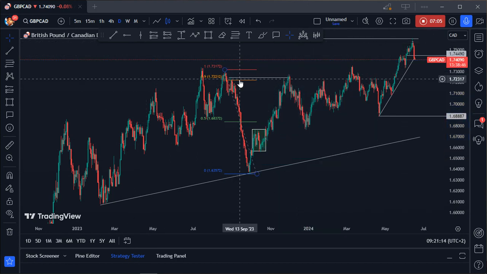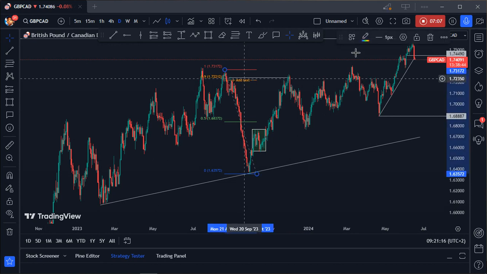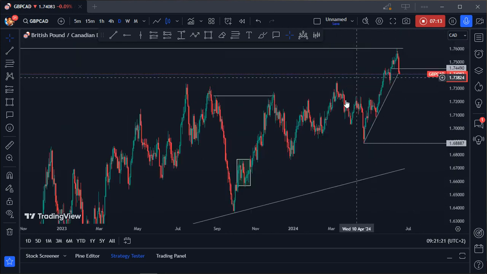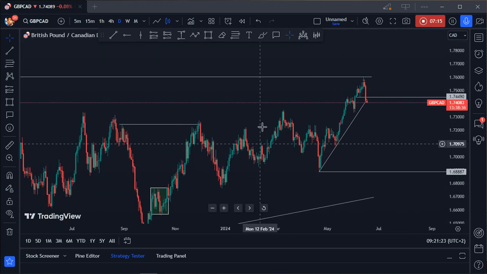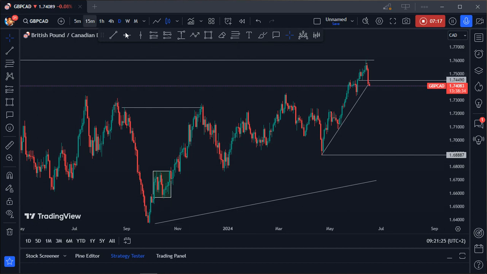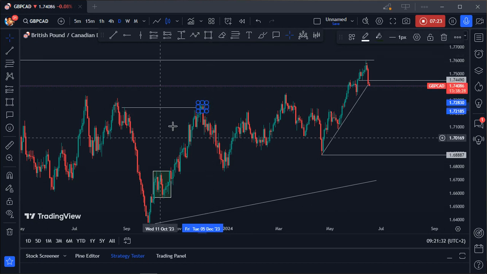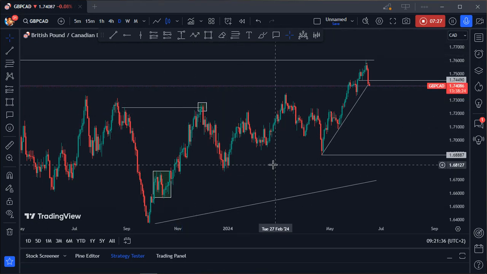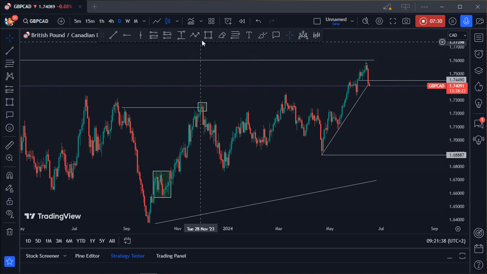So this is how I use my Fibonacci. I'm just looking at the ranges that I'm playing with and how I'm going to manage my trades. So okay, let's continue. After taking out this high around here, this would be our new value area. As you can see, this would be our new value area.